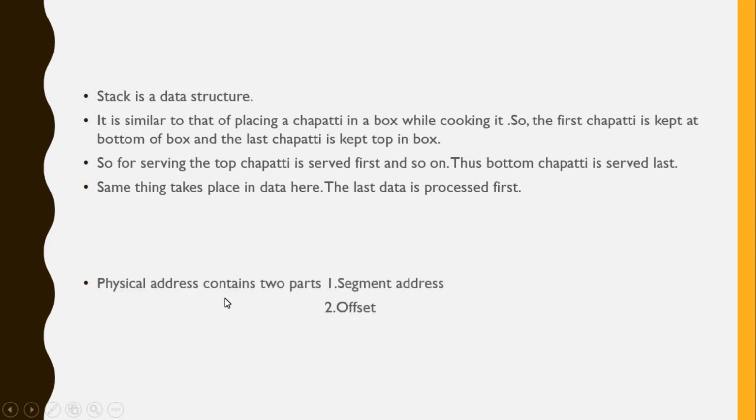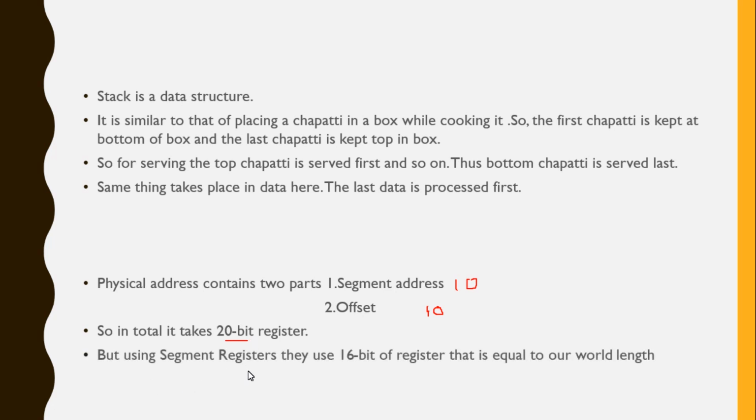A physical address contains two parts: one is the segment address and another is the offset. So in total it takes a 20-bit address, a 10-bit segment address and another 10-bit offset, thus making it 20-bit. But the segment registers use 16 bits, which is equal to our word length. That cuts off 4 bits of data.